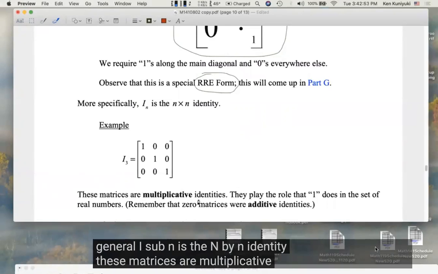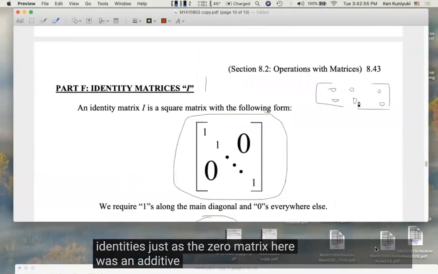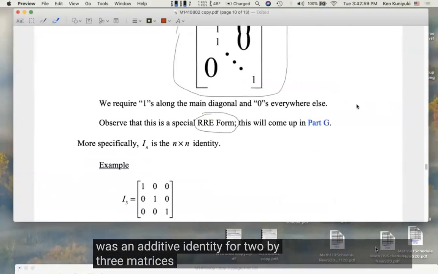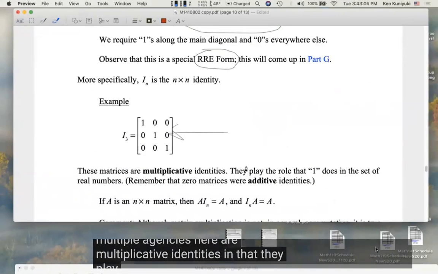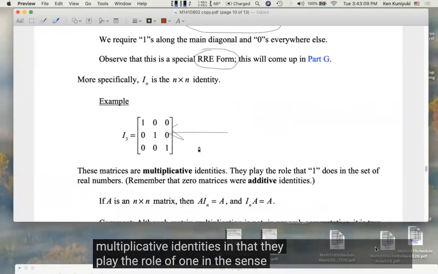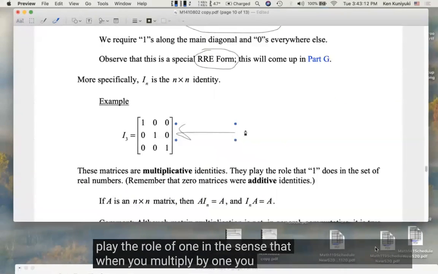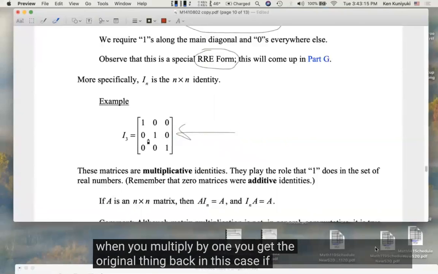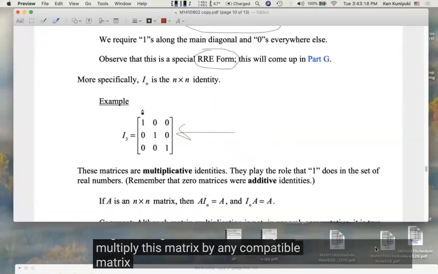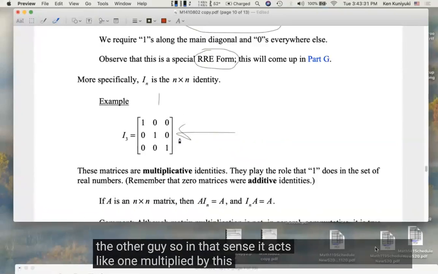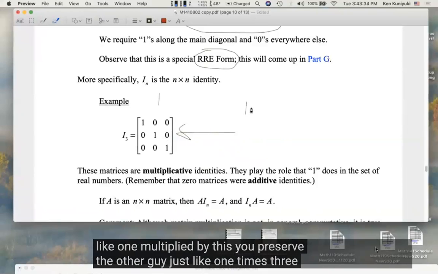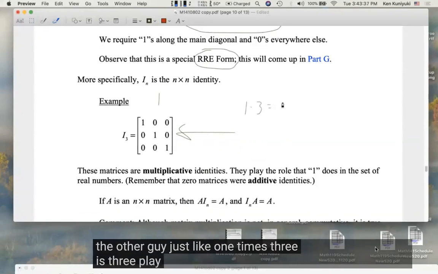These matrices are multiplicative identities, just as the zero matrix here was an additive identity for 2 by 3 matrices. These matrices here are multiplicative identities in that they play the role of 1, in the sense that when you multiply by 1, you get the original thing back. In this case, if you multiply this matrix by any compatible matrix on one side or the other, meaning that the matrix sizes work out when you do products, then you're going to get the other guy. So in that sense, it acts like 1. Multiply by this, you preserve the other guy, just like 1 times 3 is 3. Play with it, see why that is.